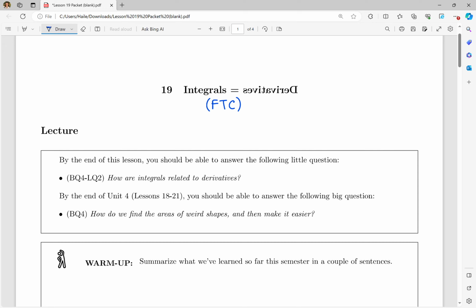And by the end of Unit 4, which is our last unit in this course, you should be able to answer the following big question: how do we find the areas of weird shapes and then make it easier? So the area part was sort of lesson 18 with the rectangles, and now from here, this is going to be the start of making solving integrals easier.